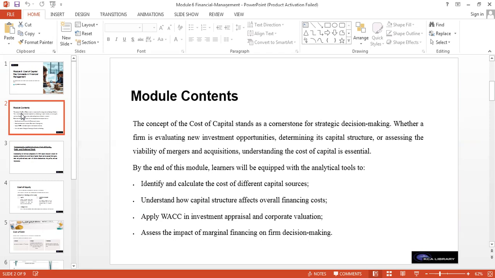So the concept of cost of capital stands as a cornerstone for strategic decision making. Whether a firm is evaluating a new investment opportunity, determining its capital structure, or assessing the viability of a merger and acquisition, understanding cost of capital is very, very essential, and that is why we need to discuss it under financial management.